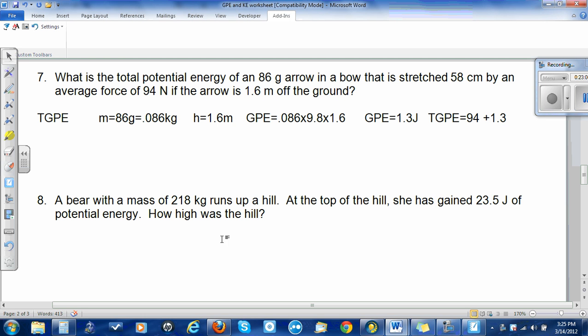So a bear with a mass, M equal to 218 kilograms. And again, watch what they're doing. 218 kilograms. At the top of the hill, she's gained 23.5 joules of potential energy. How high is the hill? So GPE equals 23.5. How high is the hill?